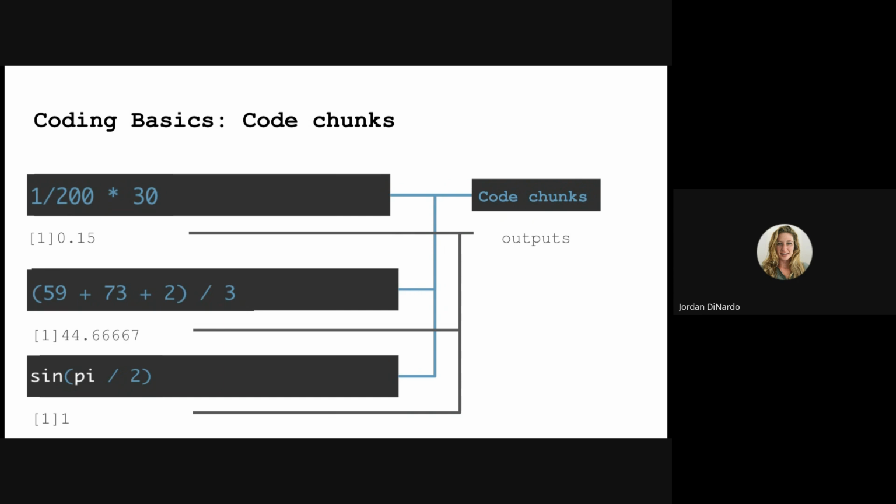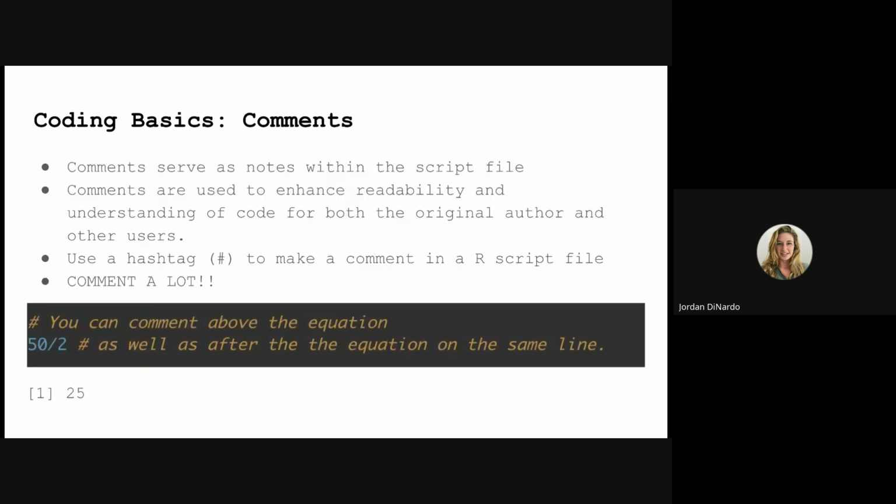And if we enter that into our console, what comes out is what is called an output. And so if we work through this equation, that would equal 0.15. So that is what we see for these examples here at the bottom as well. So this, what is called code chunks, differs from comments, which is another thing that we can use within our code.